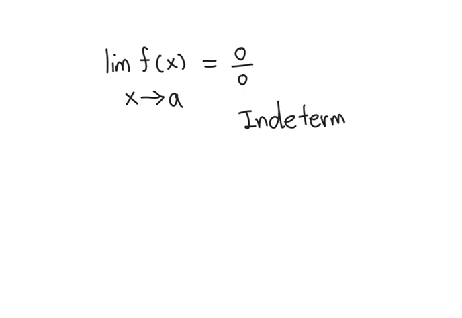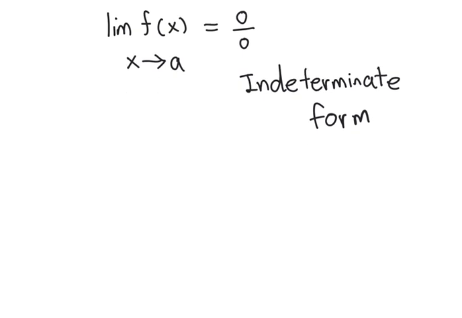Sometimes when we calculate the limit of f of x as x goes to a, we get 0 over 0, and it's called indeterminate form. So when we have indeterminate form, how can we evaluate the limit? In this video we check 4 different strategies. Let's see number 1.